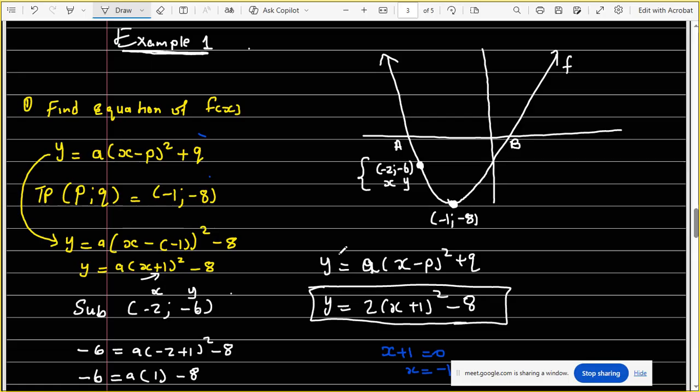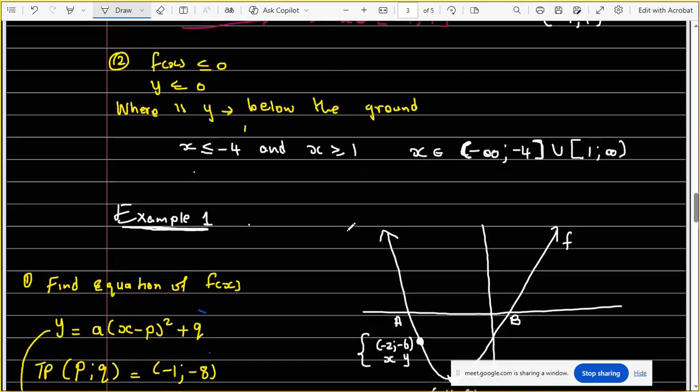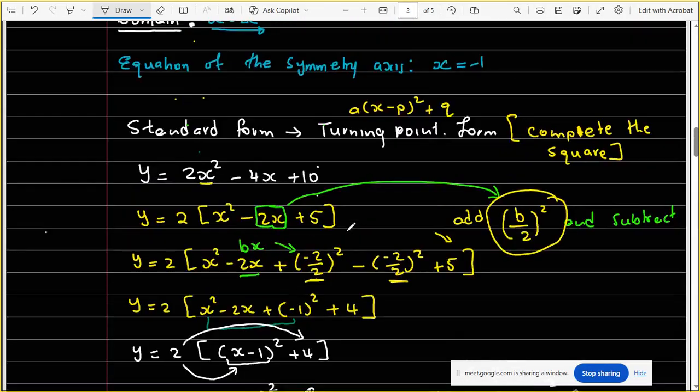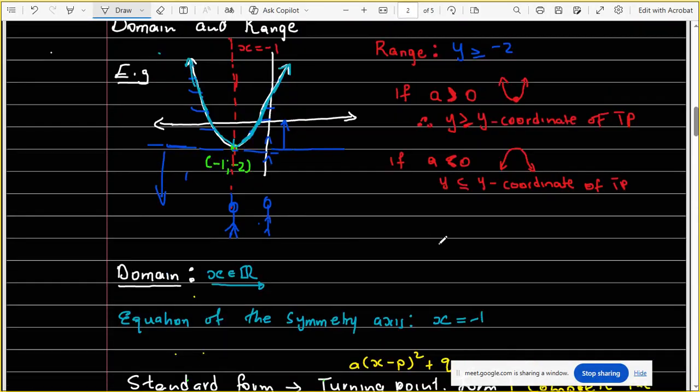Okay. But we're not only given one x value. Remember the range. Which y values can this graph take? Remember what I said. We can take -1 until infinity. I said that if a is greater than 0, your range will be y greater than the y coordinate. If a is less than 0, your range will be y less than the y coordinate.